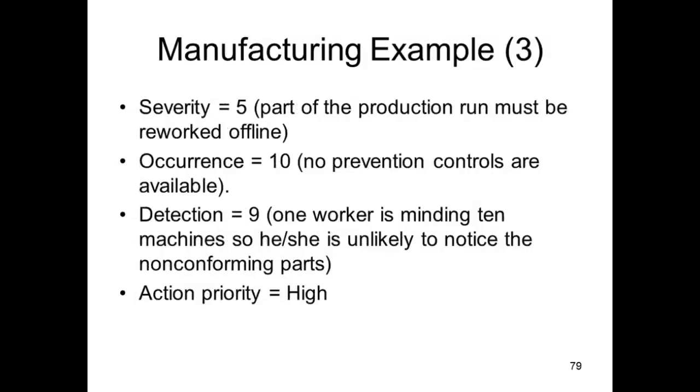Severity, 5, part of the production run must be reworked offline. Now, we're not talking about scrap because if there's no drill bit, there's no hole. All they have to do is send it back to have the hole drilled. That's obviously not very good for continuity of operations. Occurrence, there's no prevention controls. Detection, one worker is minding 10 machines, so he or she is unlikely to notice the non-conforming parts. Gives us an action priority of high.